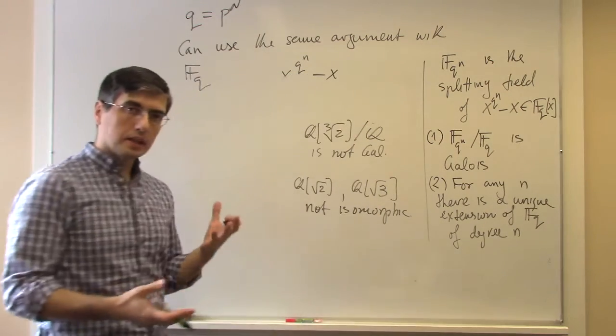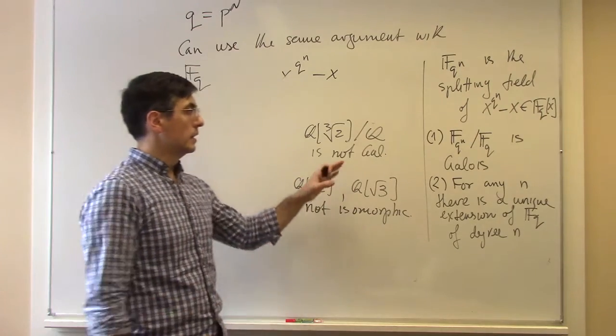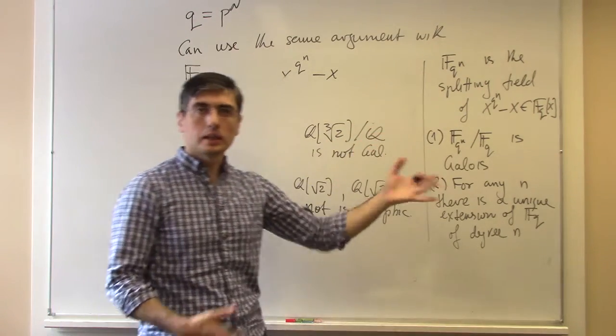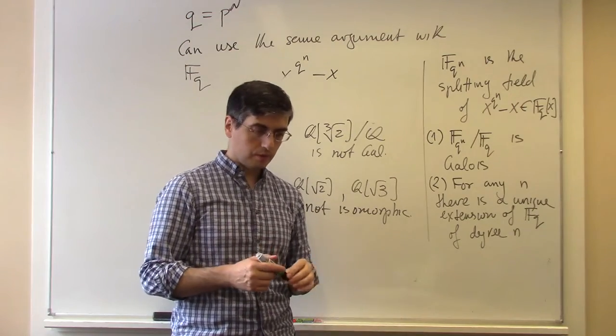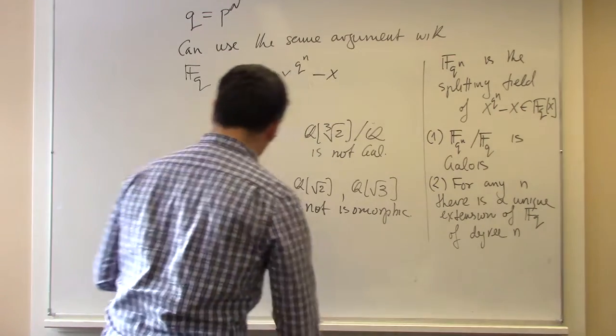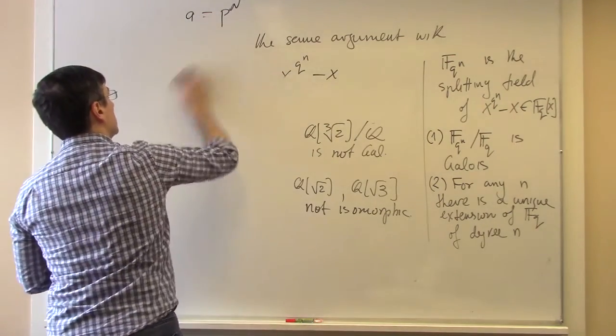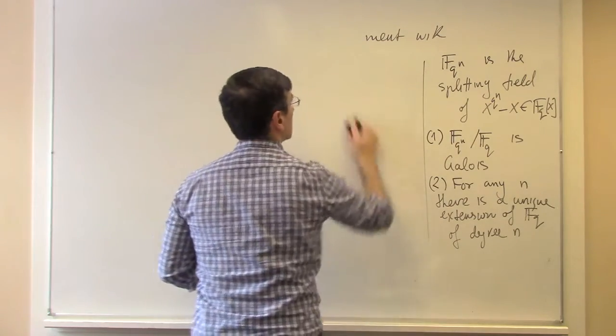Alright, so finite fields are kind of strange. They're much simpler than other fields. So you would expect that Galois theory also should be very simple for finite fields, and this is true. So what's the statement? The main statement of Galois theory for finite fields is the following.